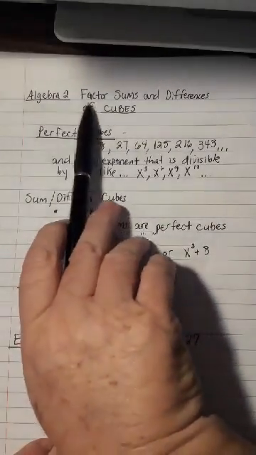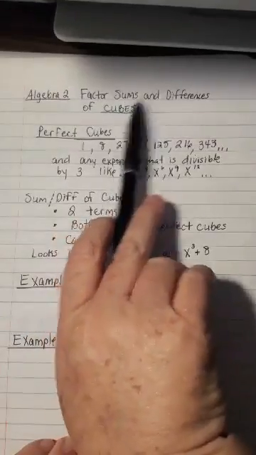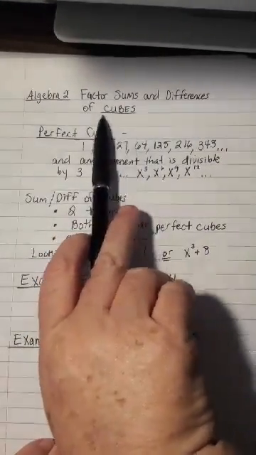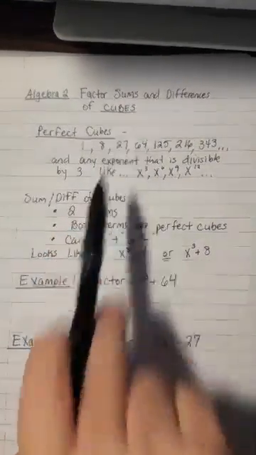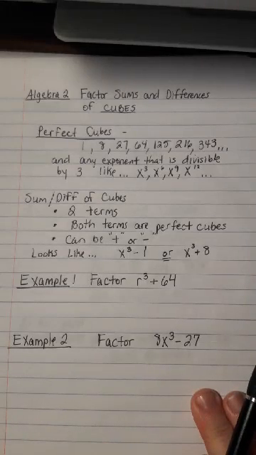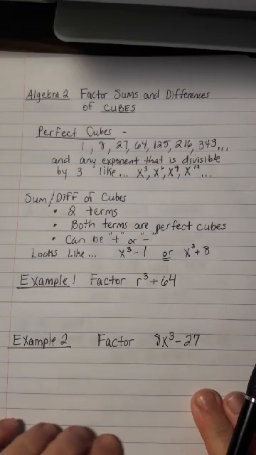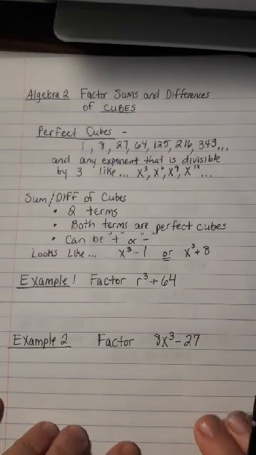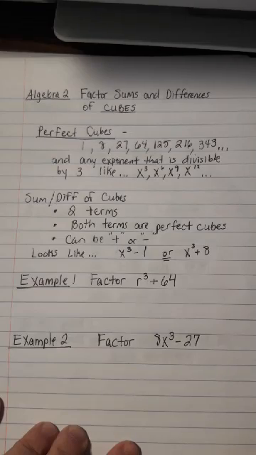All right. Algebra 2, factor sums and differences of cubes. So before we do anything, I need to go over with you what some perfect cubes are. Now remember, a cube is whenever you multiply something by itself 3 times.